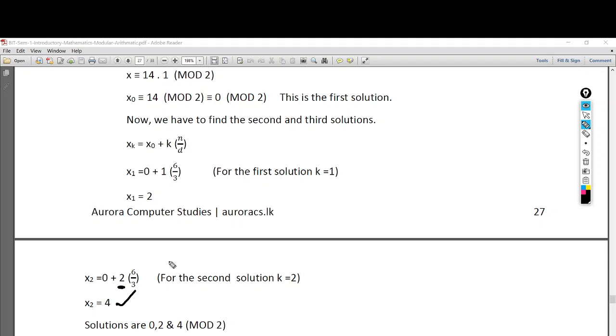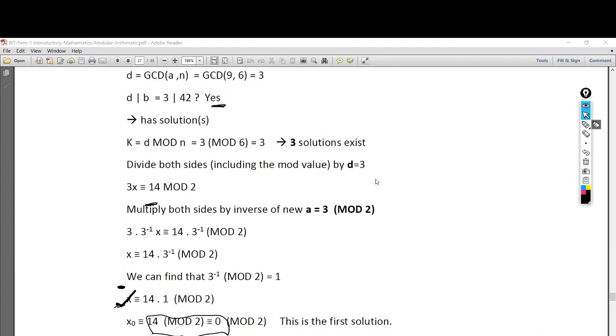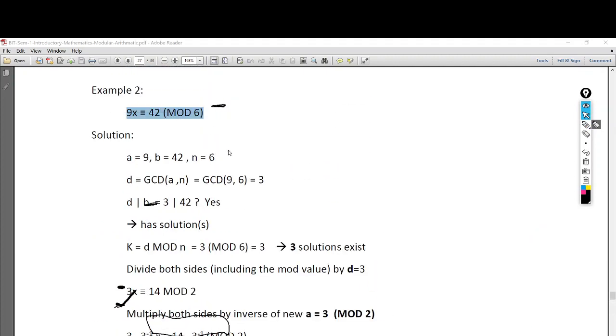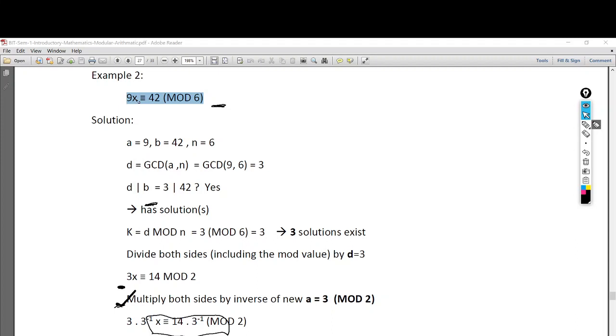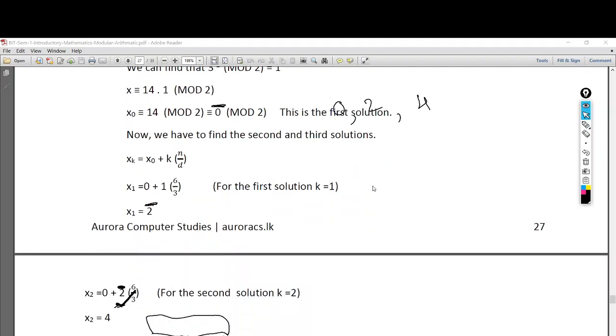Now we are done, because we know that there are only 3 solutions. Therefore our solutions are 0, 2 and 4. Actually it is not mod 2, that was a small typing mistake. Originally it is mod 6. So the answer is 0, 2 and 4 in mod 6. So that is our answer. Three answers are there: x can be 0, x can be 2, x can be 4.